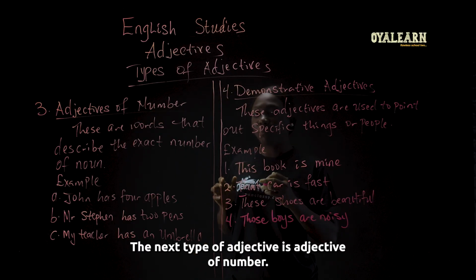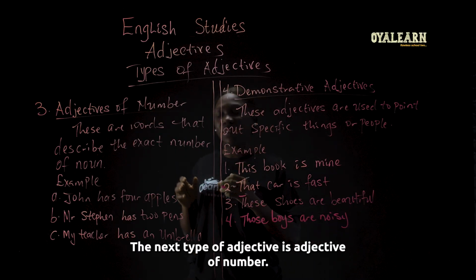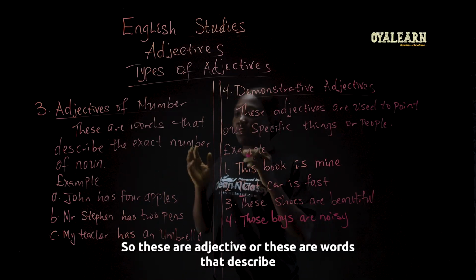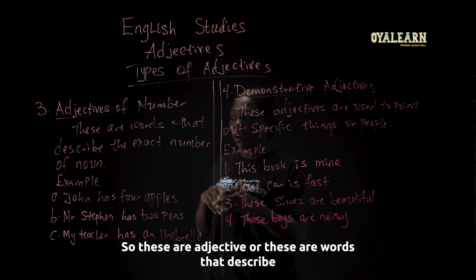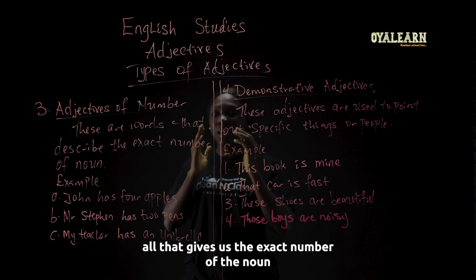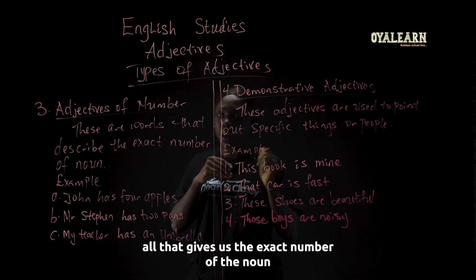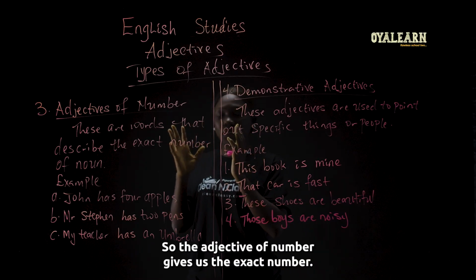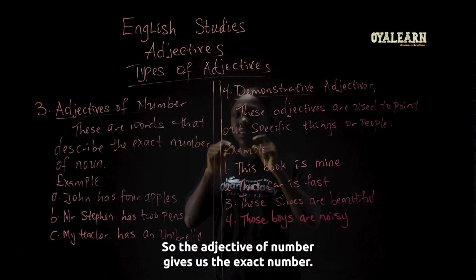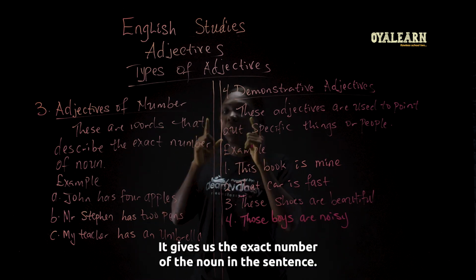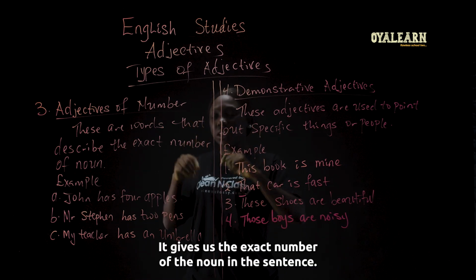The next type of adjective is adjective of number. These are words that describe or give us the exact number of the noun. So the adjective of number gives us the exact number of the noun in the sentence.